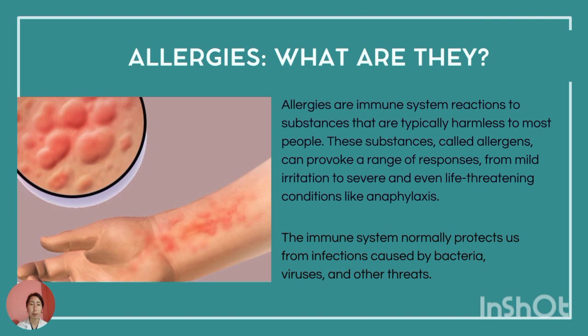However, in people with allergies, the immune system mistakenly identifies allergens as harmful invaders and overreacts by producing antibodies known as immunoglobulin E, IgE. This triggers the release of histamine and other chemicals in the body, which are responsible for the symptoms of allergic reactions.